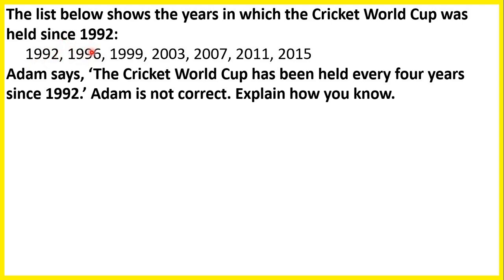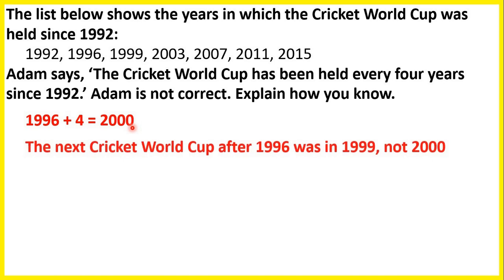1996. But next we have the year 1999, and that's only 3 years later, not 4 years later. So because 1996 plus 4 years should take us to the year 2000, that means that the next Cricket World Cup should have been in 2000, not in 1999, if it was held every 4 years. So Adam is wrong, because the next Cricket World Cup after 1996 was in 1999, not in 2000.